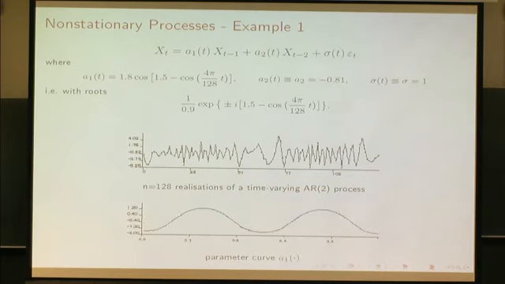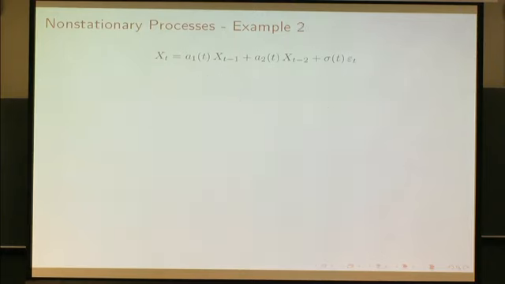And so basically this is constant here, this is constant, and this is the parameter curve a1, which is fluctuating. So this is one example. Here is another one, the same process, now with different specifications. Now this one and this one stay constant, and this one is fluctuating.